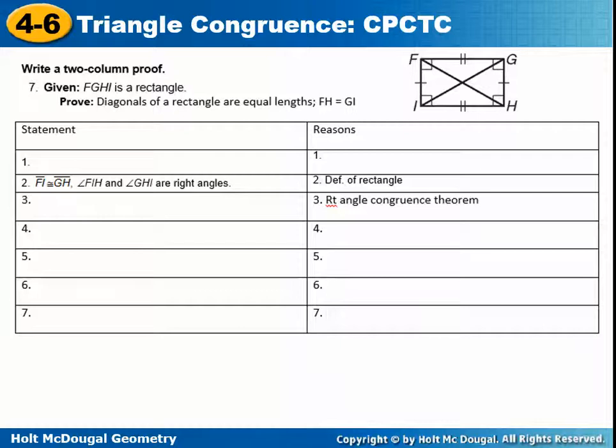Okay, let's try this one. We're given that we have a rectangle, and we want to prove that the diagonals of a rectangle are equal lengths. In other words, that FH, this diagonal, is equal to GI. So we'll start by filling in some given information. And then from that, because it is a rectangle, that means that FI is congruent to GH. It's already marked. Now it also means that FG is congruent to IH, but I don't need that to prove this.